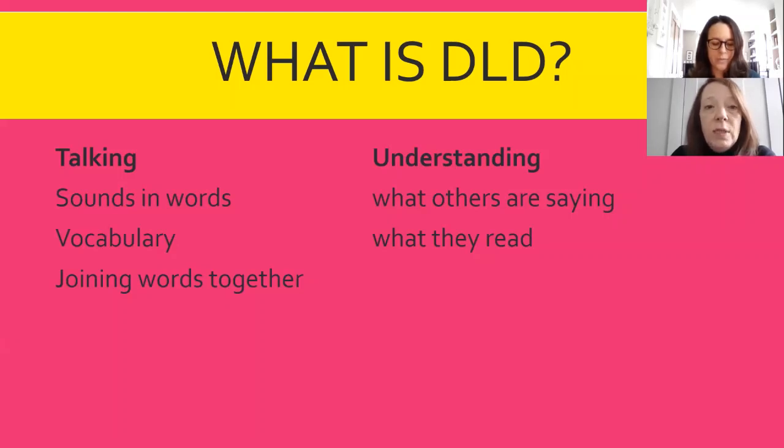They often have difficulties joining words together, so their sentences may sound a little jumbled up. And with their understanding, they might find it difficult to understand what other people are saying to them. And also when they're reading, they might find it difficult to understand some of the text. People with DLD say it's a bit like learning a foreign language, where what they're hearing is all jumbled up. It's not only the speech and language therapist that can make the difference to your child. It's about everybody working together to help support your child's language development.